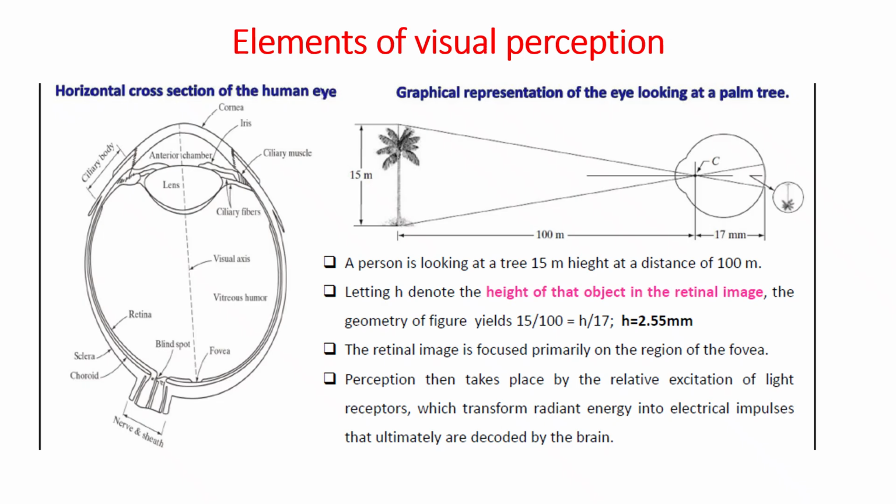The retinal image is focused primarily on the region of the fovea. Perception then takes place by the relative excitation of the light receptors, which transform radiant energy into electrical impulses that ultimately are decoded by the brain.